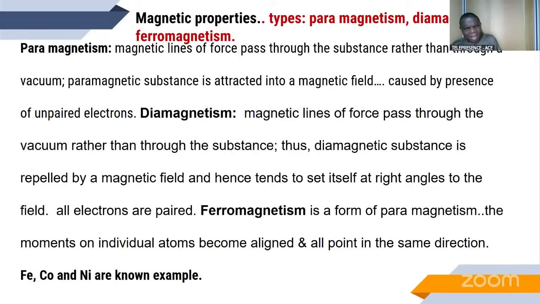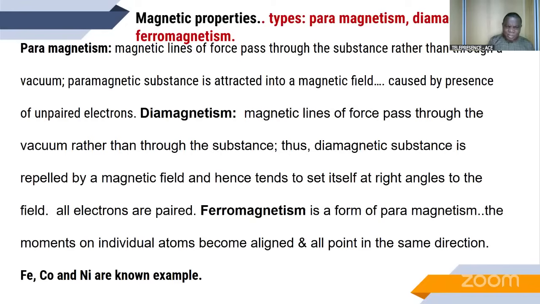However, we can have diamagnetism, in which case the electrons are paired. So magnetic lines of force pass through the vacuum rather than the substance. Remember, in paramagnetic substances, magnetic lines of force pass through the substance rather than a vacuum. But in diamagnetic, they pass through the vacuum rather than the substance. Thus, any diamagnetic substance will be repelled by a magnetic field, and hence tends to set itself at right angles to the field. All electrons are paired. So paramagnetic: unpaired electrons; diamagnetic: paired electrons.